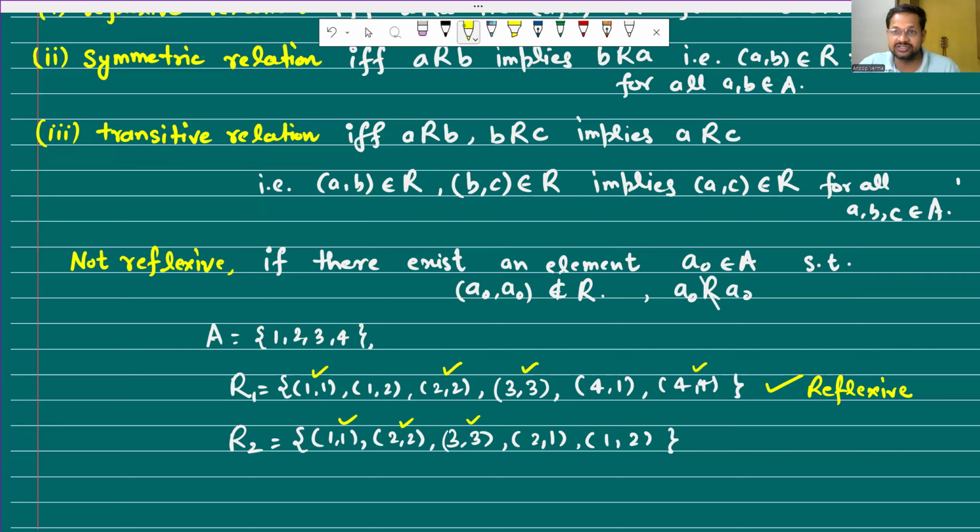So (a naught, a naught) is not present in R, right. So we found an element, and here it is 4. At least one, there can be more, but we found at least one element which is not related. If every element is related to itself, that relation will be reflexive, otherwise not. Okay. So this is not a reflexive relation. Okay.